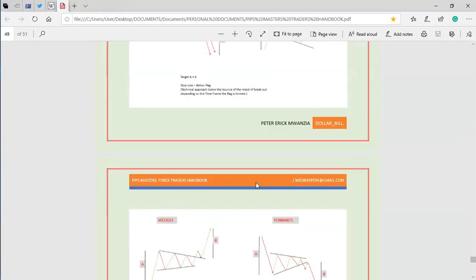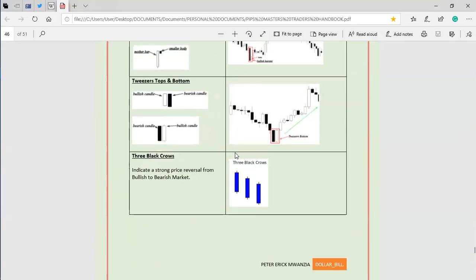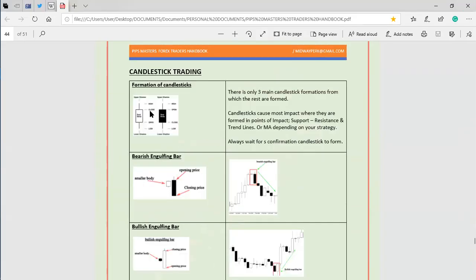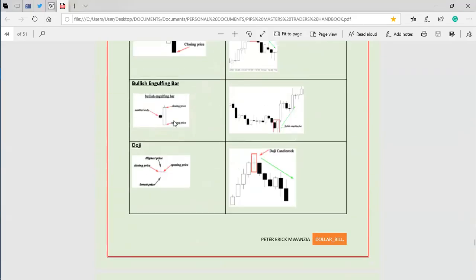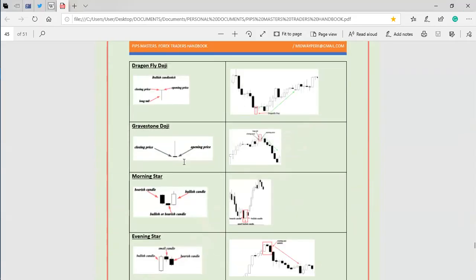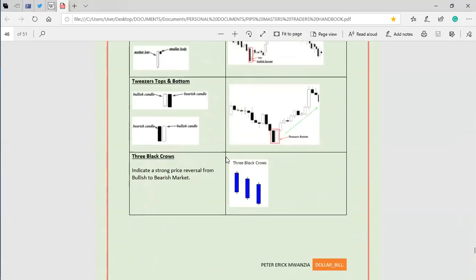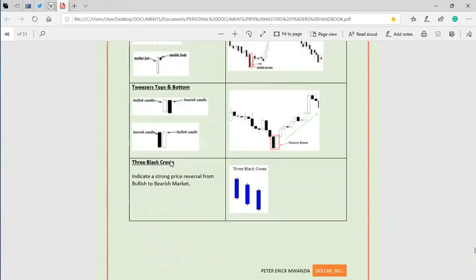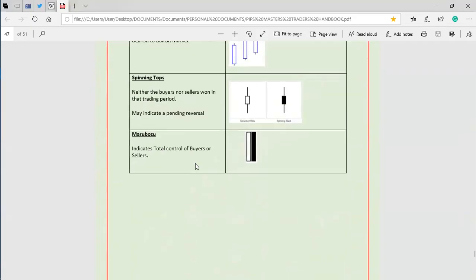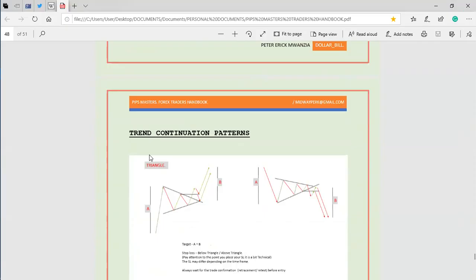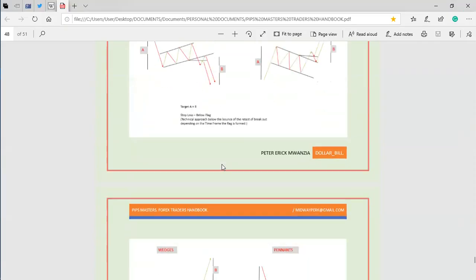Then try and understand the candlesticks. These formations, this bullish engulfing, this doji, there are 3 main candlesticks, only 3 main, then you get all these other candlesticks. So try and get those 3 main candlesticks. Then you can look at this trend continuation, a trend reversal pattern.